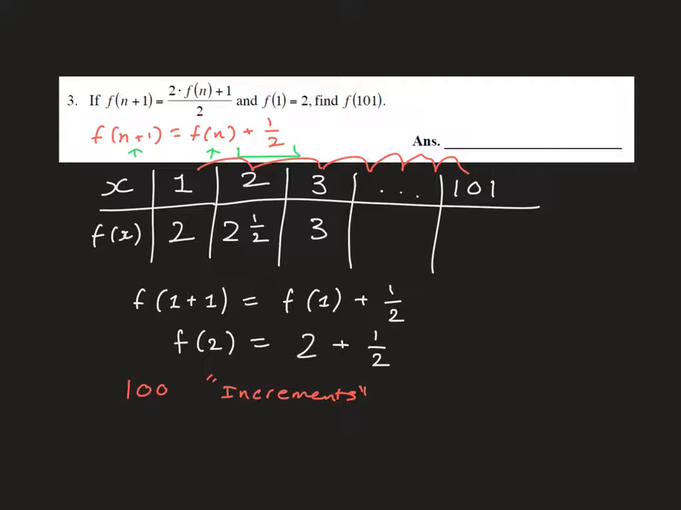So you start at 2. You start at 2 and you add 1/2 100 times. And that gives you 52. So f of x is 52 when x is 101. And that's what we were trying to find.